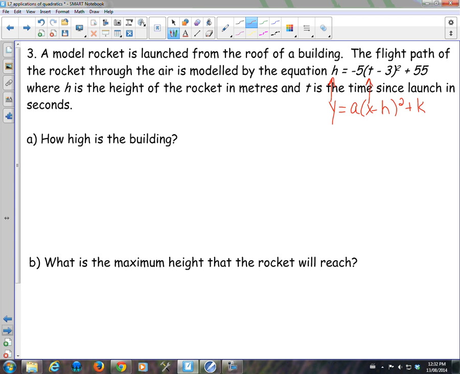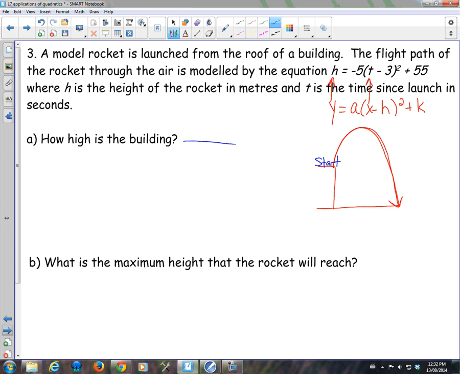How high is the building? Let's look at the question. A model rocket is launched on the roof of a building. The flight path through the air is modeled by the equation where h is the height of the rocket in meters and t is the time since the launch. So we've got a building, and we've got the ground, and they're shooting the rocket off of the building. The rocket is going to start on the building, go up and land on the ground.